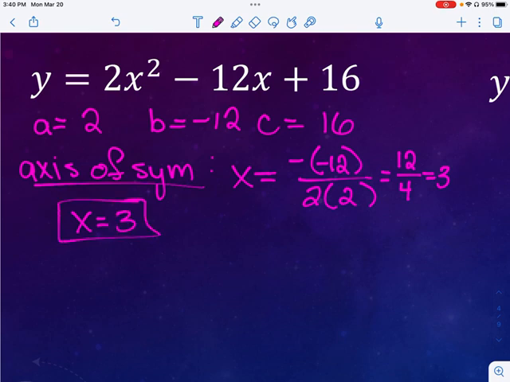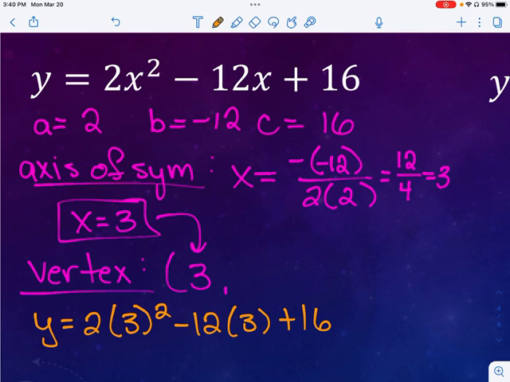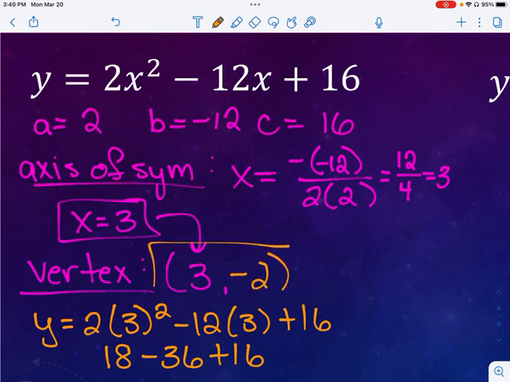Okay, then we take that and we are going to find the vertex now. And remember, that is the x value of my vertex. That just comes right down. Then we take that 3 and we plug it in. So y equals 2 times 3 squared minus 12 times 3 plus 16. So 3 squared, that's 9, times 2, that's 18. Negative 12 times 3 is negative 36, and that's plus 16. So that would get me a negative 2. So my vertex would be at 3, negative 2.